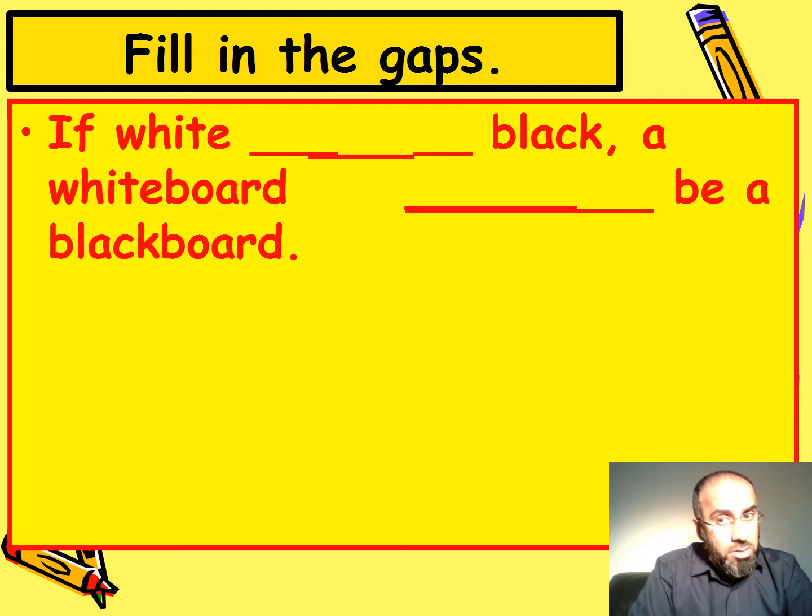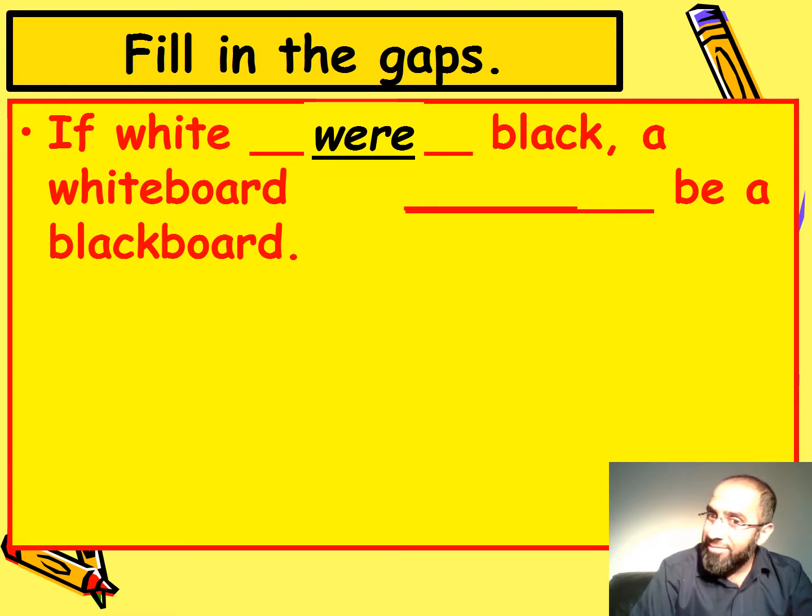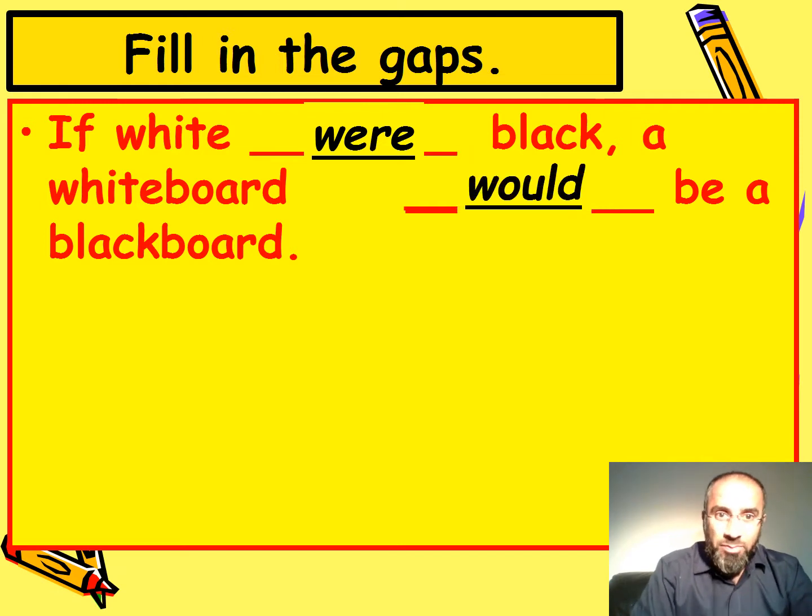If white is black, or if white will be black, or if white was, or maybe, yes, were. If white were black, a whiteboard will be, would be. Very good. A whiteboard would be a blackboard.